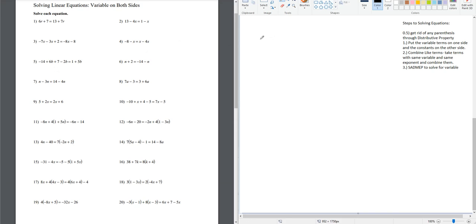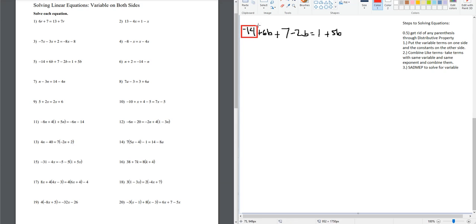So again, we're going to do number 5 here. So we have negative 14 plus 6b plus 7 minus 2b is equal to 1 plus 5b. All right, that's not too bad. So again, I'm going to move all my variable terms to the left. I'm going to move all my constant terms to the right. So I'm going to break it up into terms. Again, you don't have to do this, but if you want to, it would make your life a little bit easier as you get used to this.